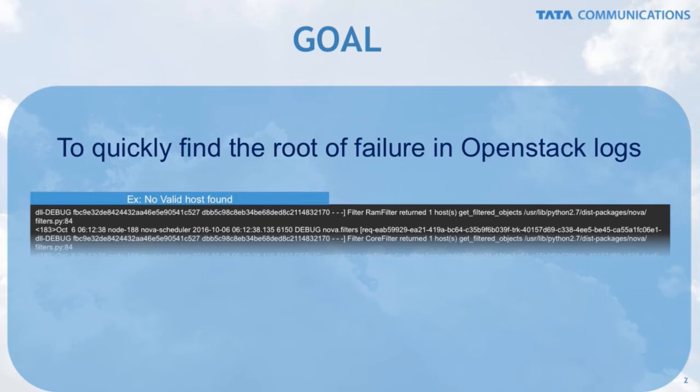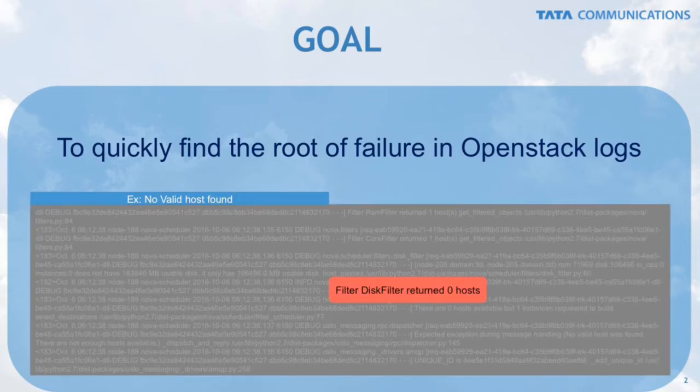So you will go dig out in your logs and you find out, okay, there's an error which is "disk filter returned 0 hosts." This at least tells us there was no disk capacity across any of the hosts to spin this VM, right? So this is what we call the root of failure, a condition which leads to an error message, which can be rectified for things to proceed further, right?